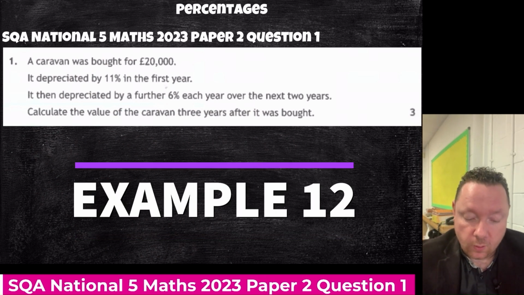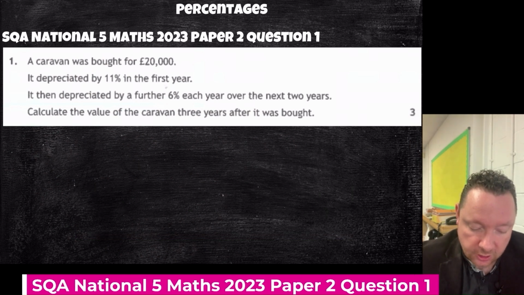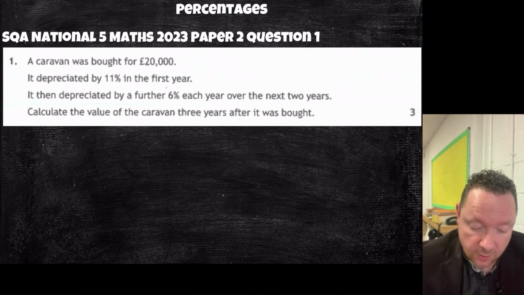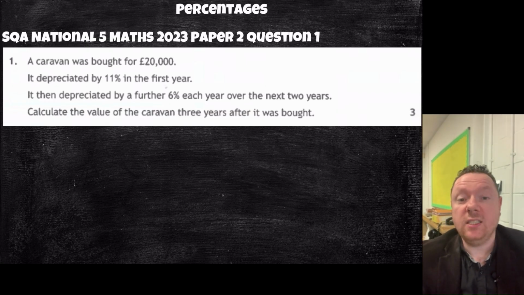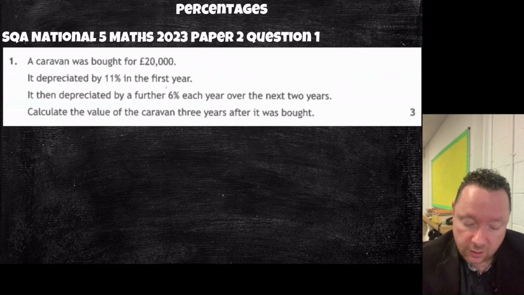National 5 Maths 2023, Paper 2, Question 1. A caravan was bought for £20,000. It depreciated by 11% in the first year, then it depreciated by 6% each year over the next 2 years. What's the value 3 years after it was bought? So this is a multiple one, which is the first time it's come up for a while in National 5, but it comes up in Applications quite often.